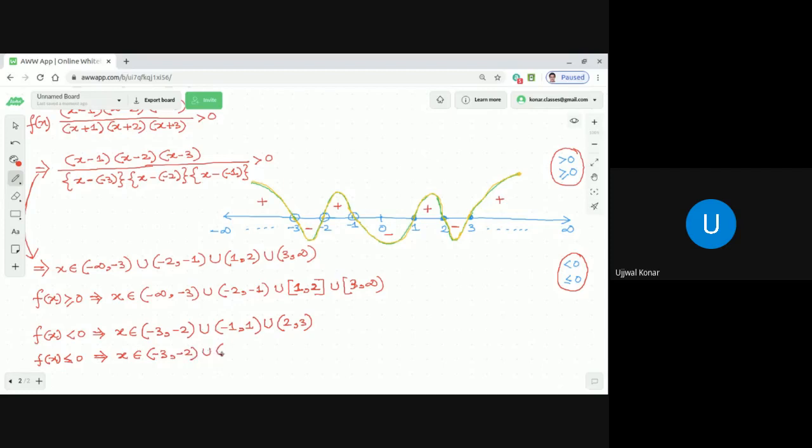Union, minus 1: left of minus 1 should be an open interval, but right of 1 should be a closed interval. Why? Because it is a filled up circle. Union, again, left of 2 should be closed interval because 2 is a filled up circle. And again 3 is also a filled up circle, so it will be the closed interval. That is the solution to f(x) less than or equal to 0.